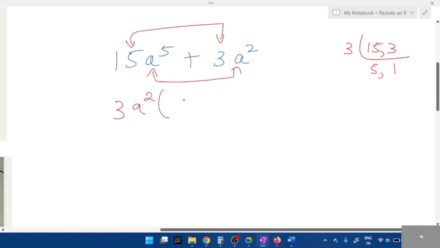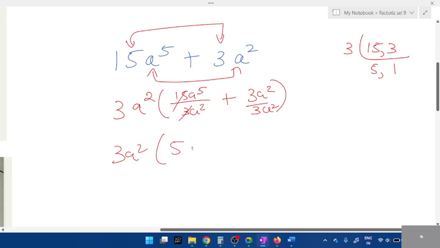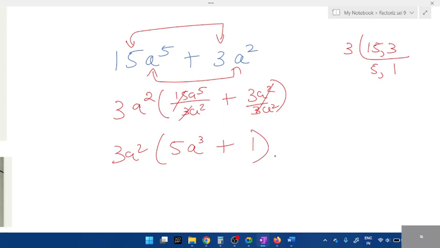Then what do you do? To get the answer, you have to divide them. 5 divided by 3a square, and next, 3a square divided by 3a square. Right? So 3a square remains as it is. 3 ones are 3, a to the power of 5 minus 2, what is 5 minus 2? 3. Plus, here both get cancelled. The answer is 1. So we were just solving these types of questions.